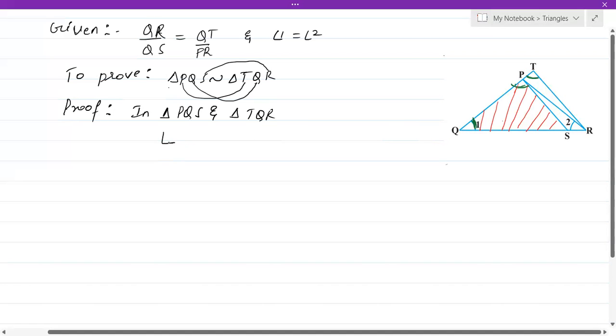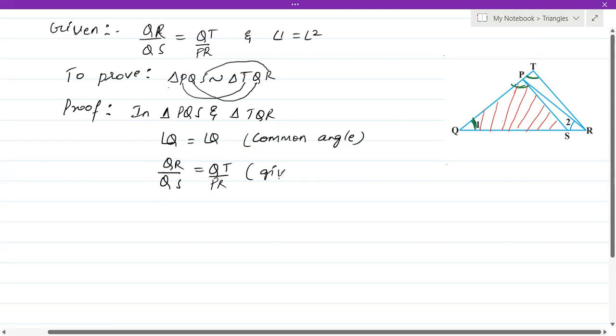We know one angle is equal. Angle Q is equal to angle Q. That is a common angle. Now, if you observe, they have given us something, right? Let's use that. QR by QS is equal to QT by PR. It is given. Now, what is SAS criteria?